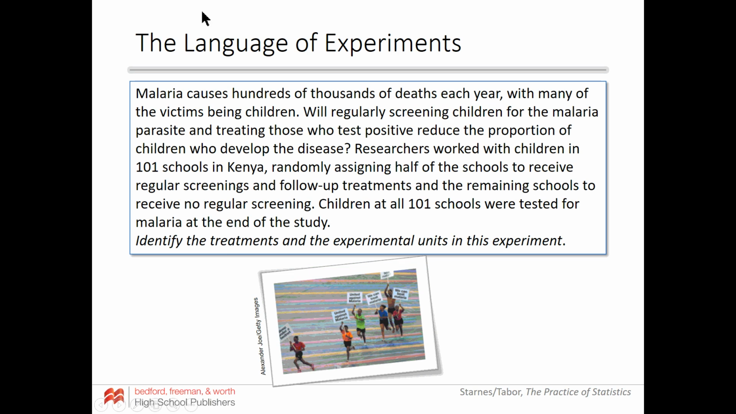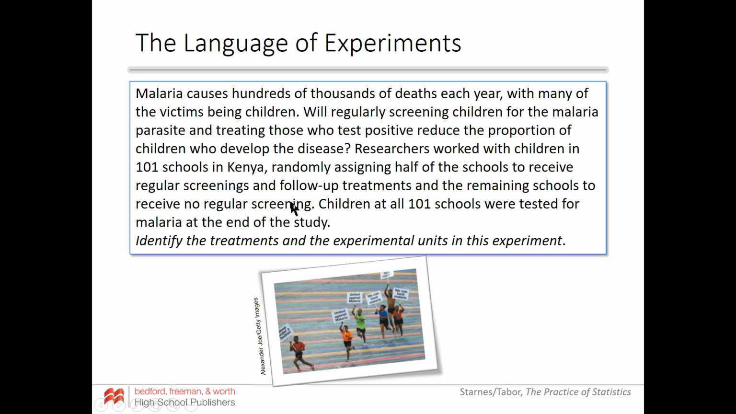So let's look at another example. Malaria causes hundreds of thousands of deaths each year, with many of the victims being children. Will regularly screening children for malaria parasite and treating those who test positive reduce the proportion of children who develop the disease? So researchers worked with children in 101 schools in Kenya, randomly assigning half of the schools to receive regular screenings and follow-up treatments, and the remaining schools to receive no regular screening. Children at all 101 schools were then tested for malaria at the end of the study.